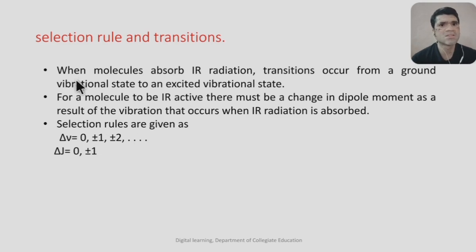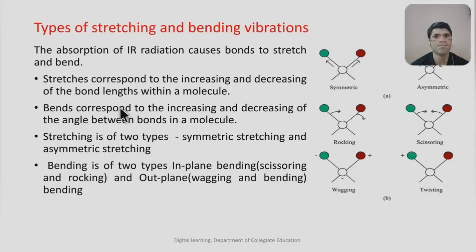So here we can clearly see two things. One is that the molecule must have a dipole moment, or it must undergo a change in dipole moment when it absorbs radiation. And the second selection rule is that when a transition takes place, Δν should be 0, ±1 or ±2, and ΔJ should be 0, ±1.